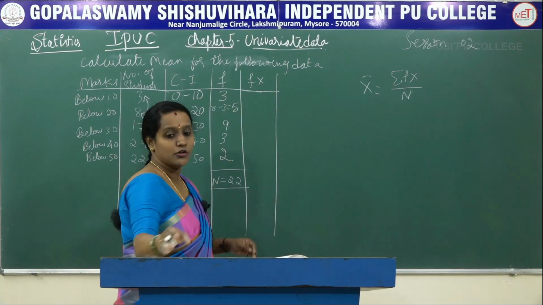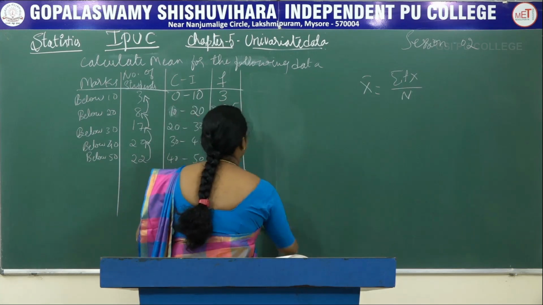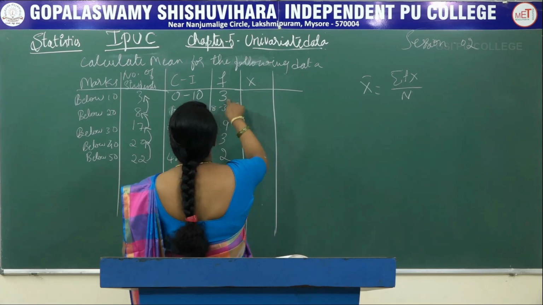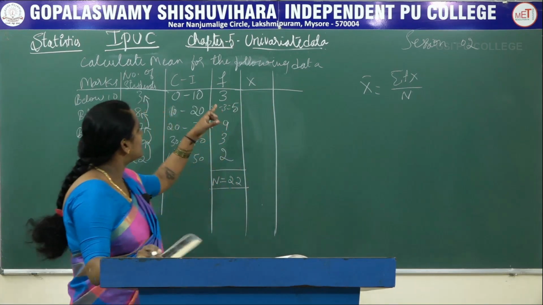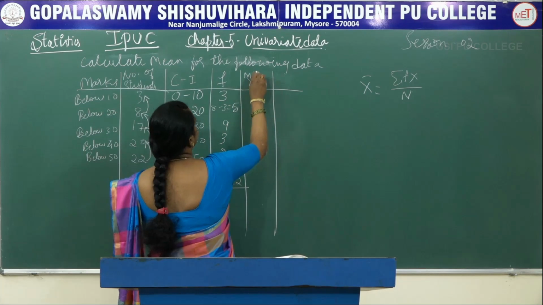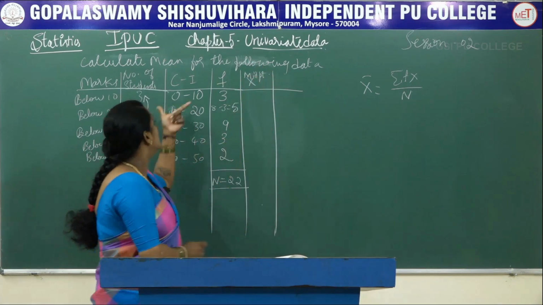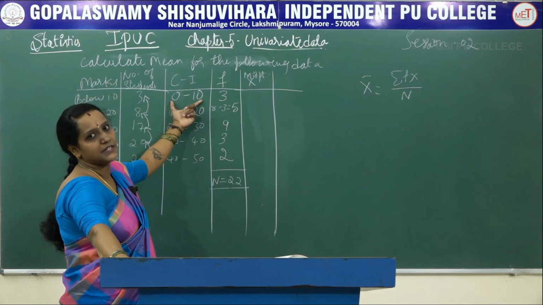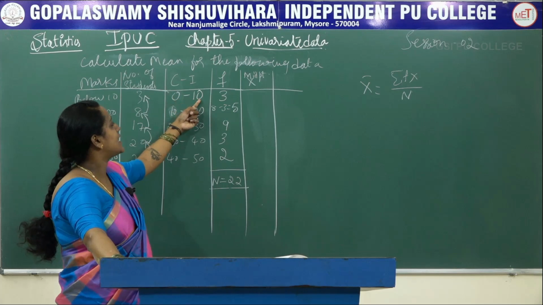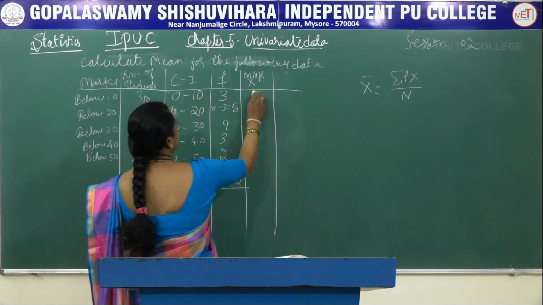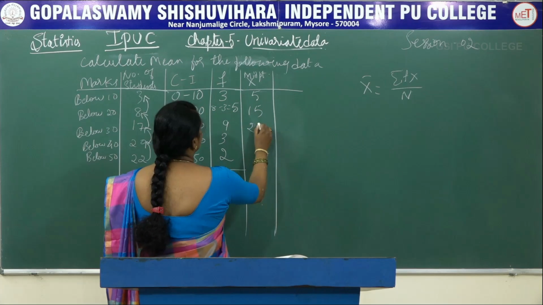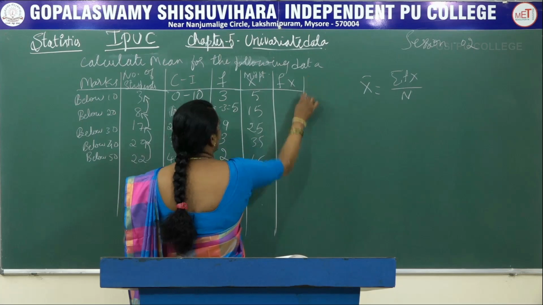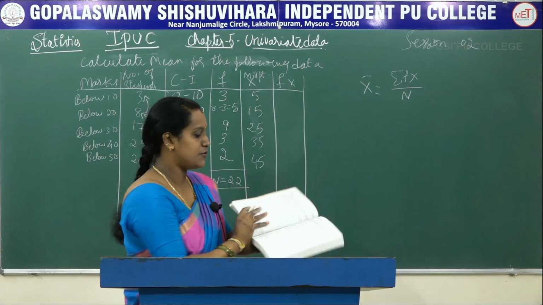Sorry, here we have not calculated the midpoint. Calculate the midpoint, that is the x value. To calculate the midpoint, we add these two numbers and divide by 2, so 0 plus 10 divided by 2, the midpoint is 5, then 15, 25, 35 and 45. After finding x, now you take f into x.